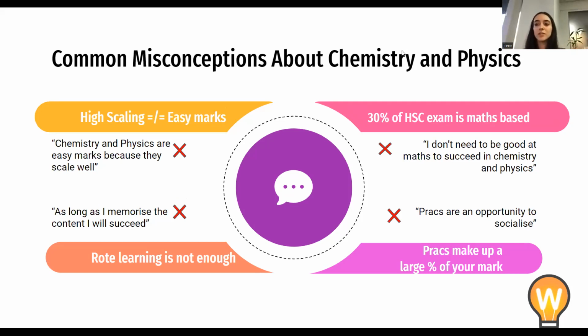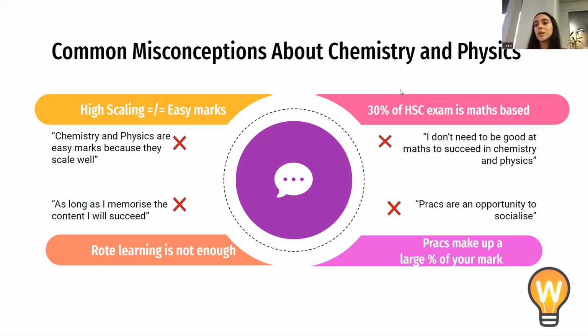And lastly, chemistry and physics have a lot of practicals. A lot of students think that pracs are just an opportunity to talk to your friends during class time, which is not true. Pracs make up a very large percentage of your mark. At least twice you're going to have a prac exam, one in year 11 and one in year 12. And the weighting is going to be anywhere between 15 and 40% for that assessment.